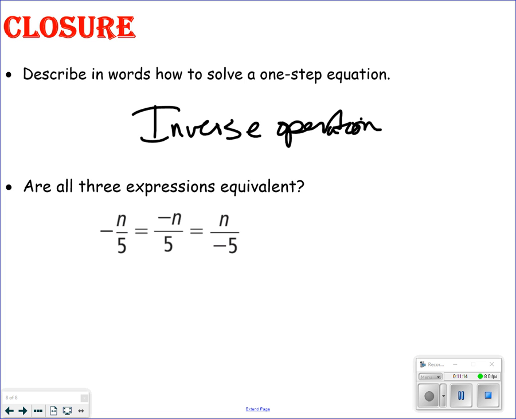And then the last one, are these equivalent? Yes. Now, normally they are not written this way. But yes, technically speaking, they are all equivalent. A negative n over 5 is equivalent to a negative n over 5, which is also equivalent to n divided by negative 5. And again, this one might get a little bit of an asterisk, only because that is not how most people would want it written. Most people would write it in one of the first two methods, but technically speaking, they are all equivalent.